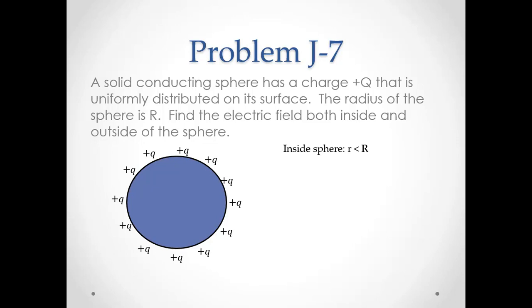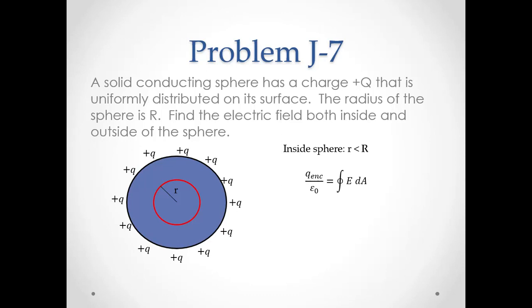So we want to figure out, if this sphere has a radius of capital R, what is the electric field both inside and outside of the sphere? If we go inside the sphere, little r is something less than R. So basically I'm choosing a Gaussian surface which looks like a sphere. It models the shape of the object I have. My Gaussian surface is centered at the center of the solid conducting sphere.